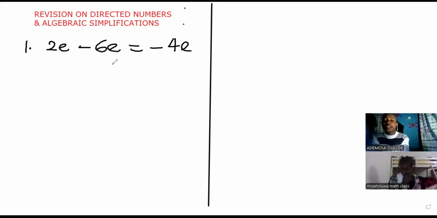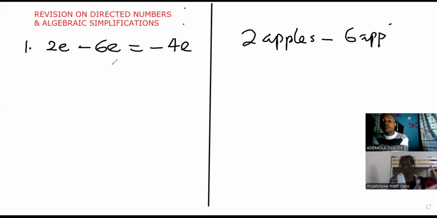This one is like 2 apples taking away 6 apples. So you won't see apple square at the end of the day. So it will be negative 4 apples.